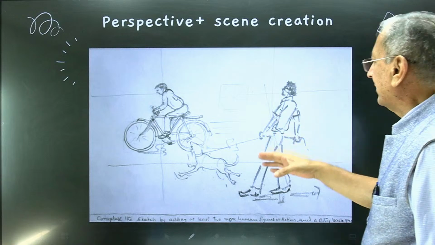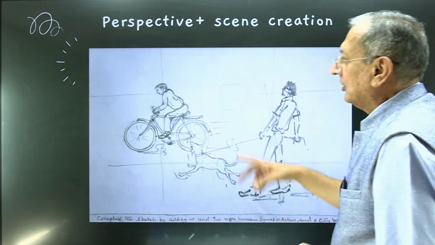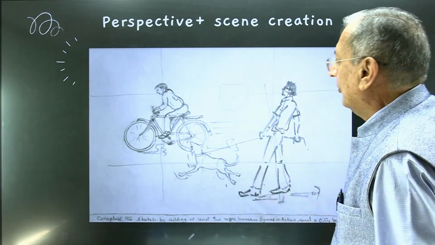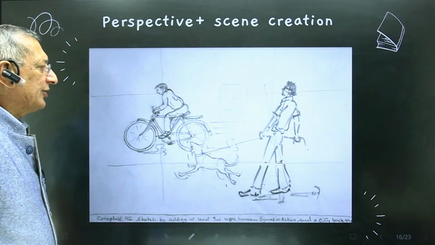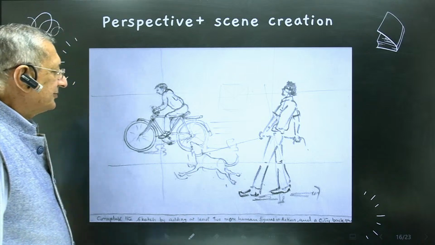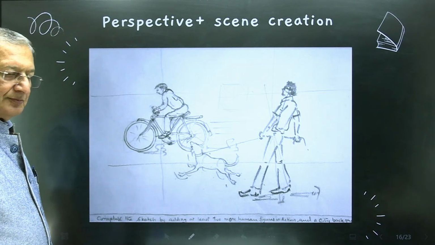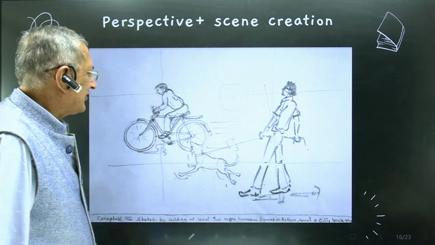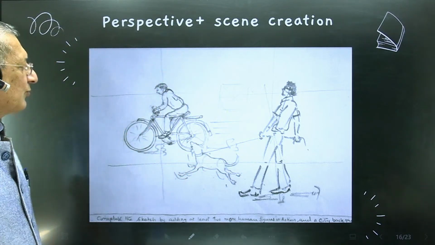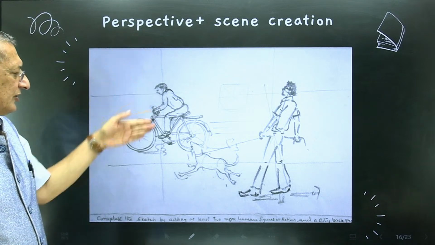How to go about perspective? Again, in the beginning I told you to go with 1-point perspective. That is horizon, line of station. There's one more thing I have explained on this sheet.